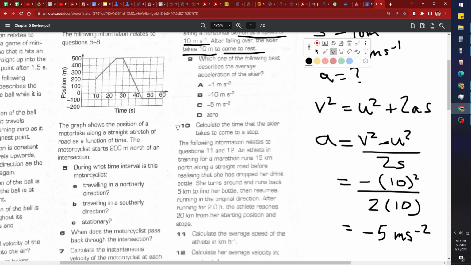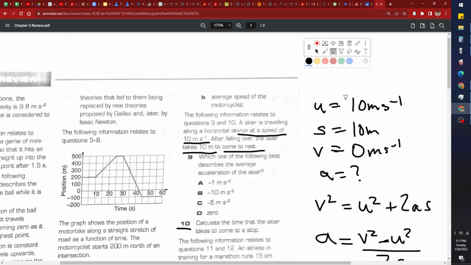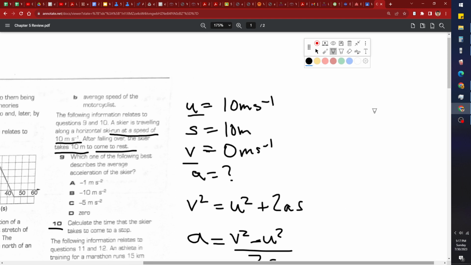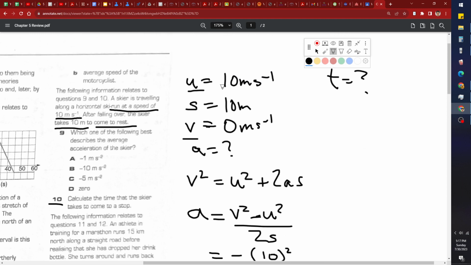It says number 10 now. Calculate the time that the skier takes to come to a stop. Okay, so we have acceleration, we have u, we have v, so why don't we use the simplest equation. So v equals u plus a times t. Again, this is from your formula sheet. Choose the correct formula that you need.